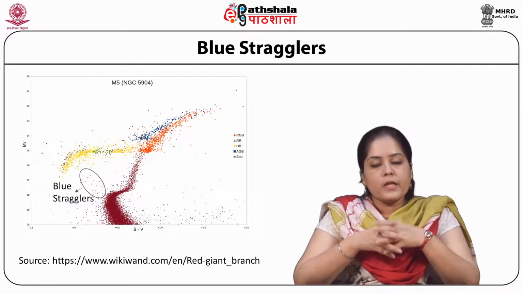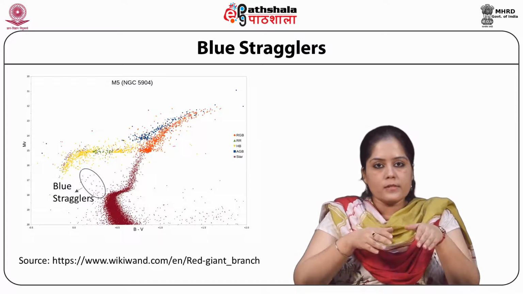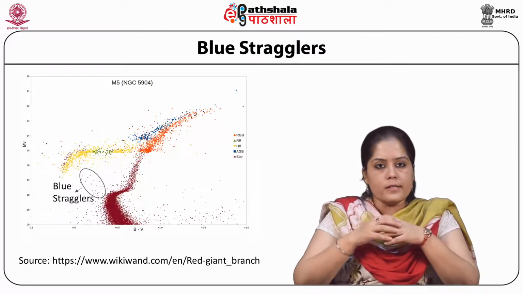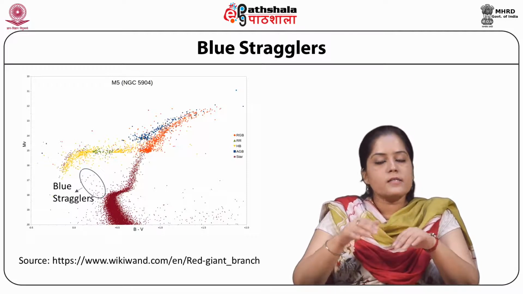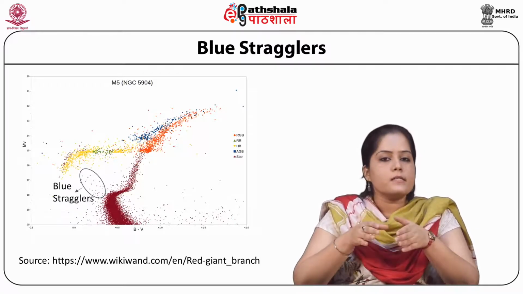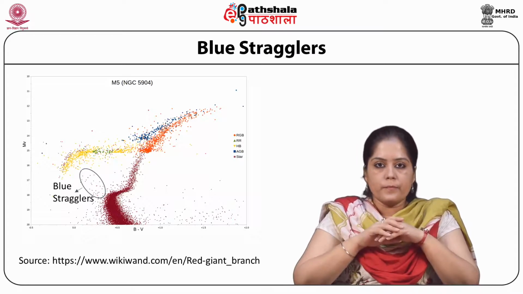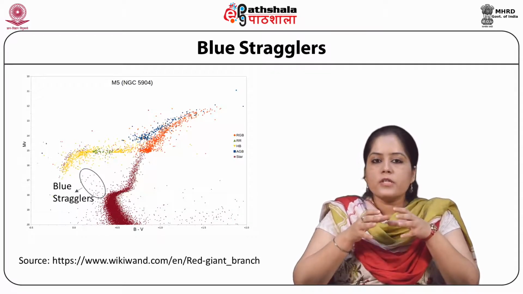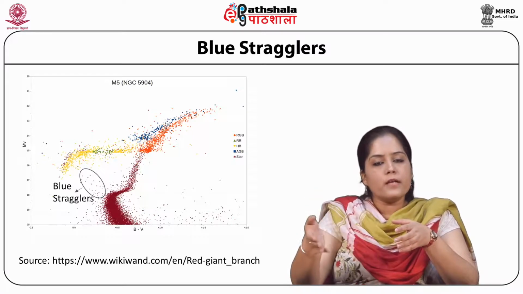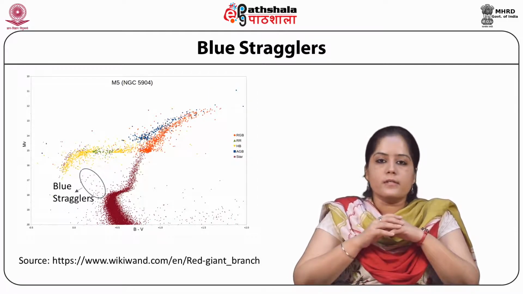Blue stragglers. In the CM diagram of clusters, some stars are found on the main sequence above the turnoff point. So, being more massive than the stars at the turnoff, these stars should have evolved before the stars at turnoff. So, the existence of these blue stragglers has no simple explanation. It is believed that they were originally less massive but accreted mass from their binary companions and came to exist in their present location as shown in this figure.